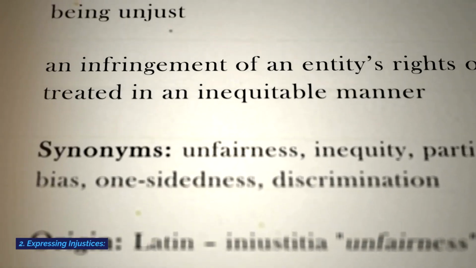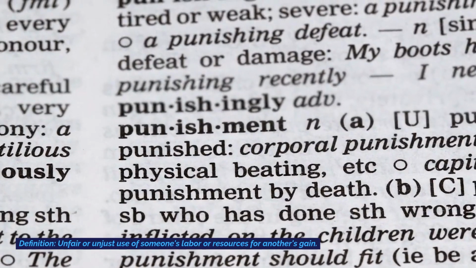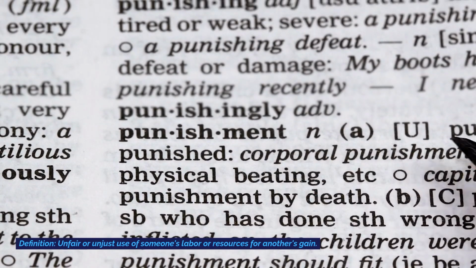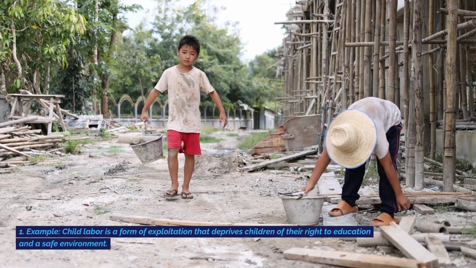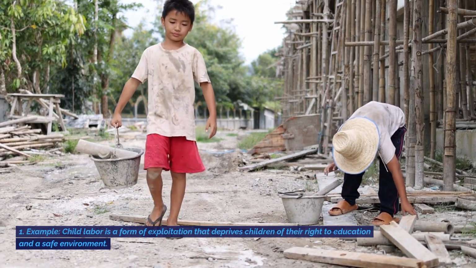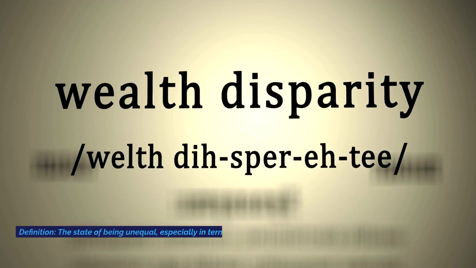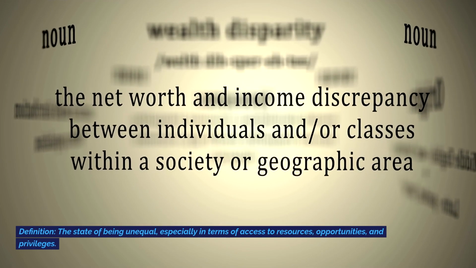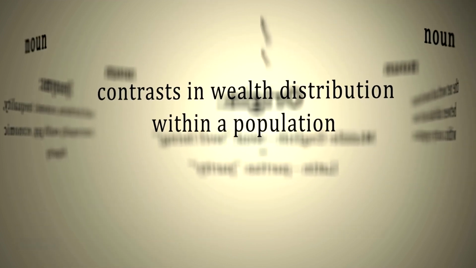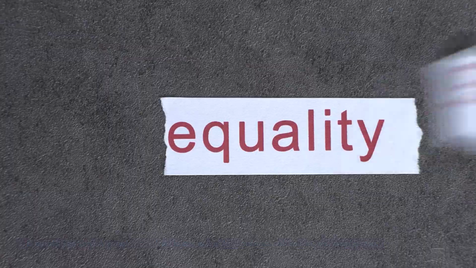2. Expressing injustices. Exploitation. Definition: unfair or unjust use of someone's labor or resources for another's gain. 1. Example: child labor is a form of exploitation that deprives children of their right to education and a safe environment. 2. Inequality. Definition: the state of being unequal, especially in terms of access to resources, opportunities, and privileges. 1. Example: economic inequality can lead to disparities in healthcare, education, and employment.